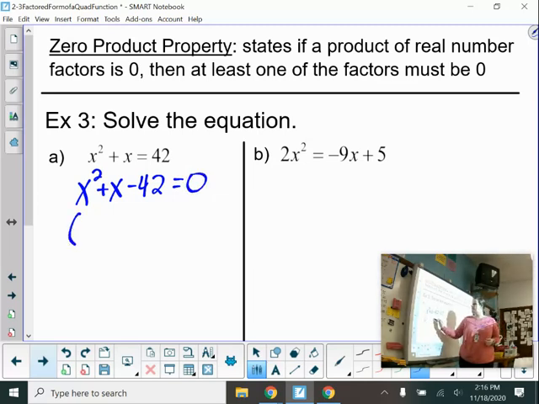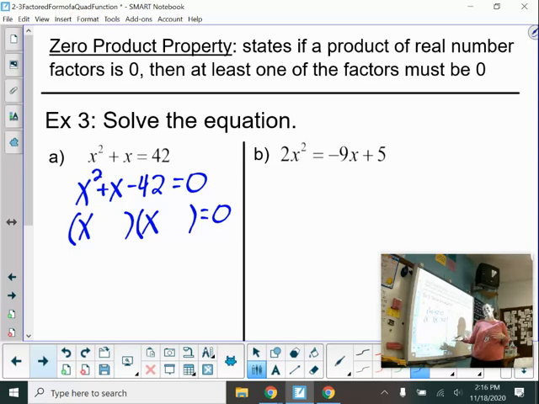This is, again, one of those easy ones because I don't have to consider the factors of the first term, because that's just going to be x and x. So now I'm looking at factors of negative 42 that add to make 1. Factors of 42 that are 1 apart are going to be 7 and 6. I'm making a positive 1, so I have a plus 7 and a minus 6.